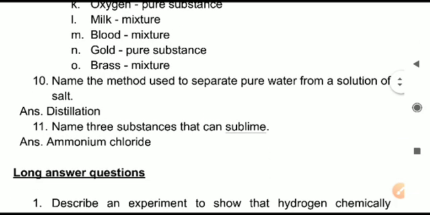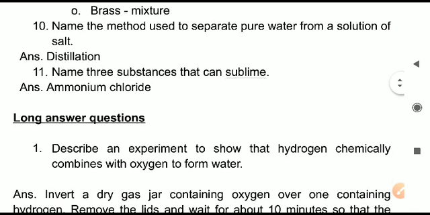Question number 10 now. Name the method used to separate pure water from a solution of salt. So a salt solution. How to take the salt from the salt solution? We will do distillation. By distillation we will get pure water and the salt will separate. Answer is distillation.